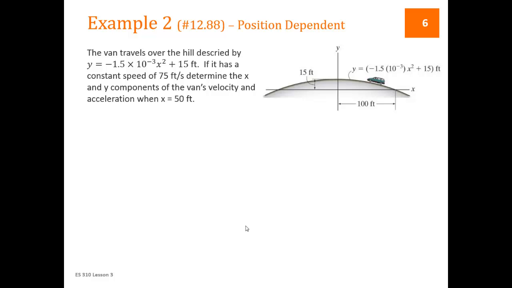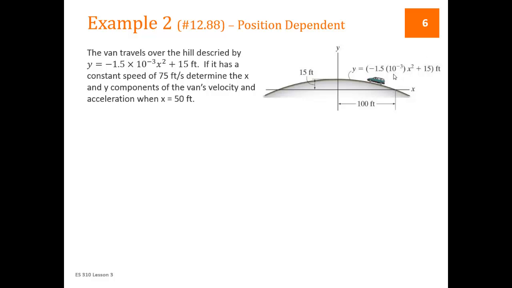Now let's take a look at an example where the expression, the path that it's following, is given to us in terms of position instead of time. Right, so in our case, we have a van. It's going over a hill, and we're given the curvature of that hill. We're told that y is equal to negative 1.5 e to the negative 3 x squared plus 15.